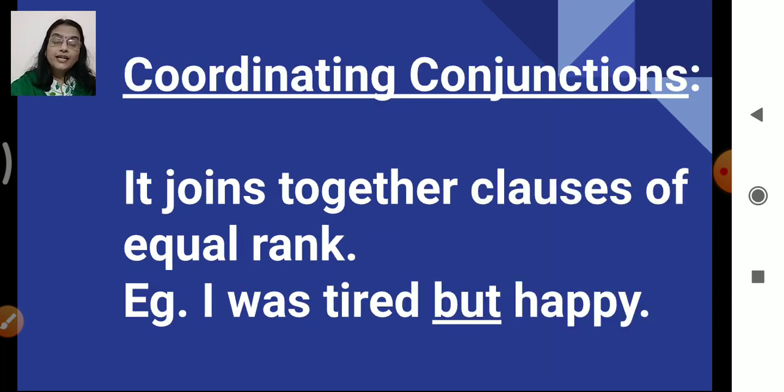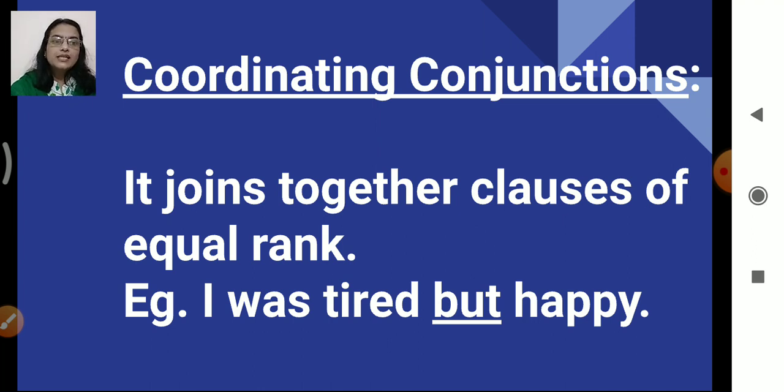Now what is coordinating conjunctions? It joins together clauses of equal rank. Now what it means? It means it joins a clause. Clause means what? It is a part of a sentence which has subject, verb also, sometimes predicate also. Okay, so clause can be either a part of a sentence or maybe a sentence in a complete sense also. You will learn about it in your secondary level, that is your higher classes.